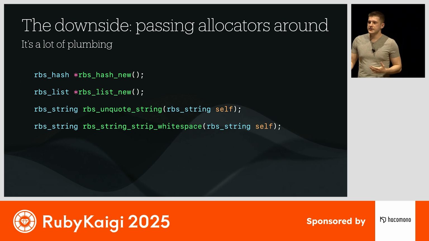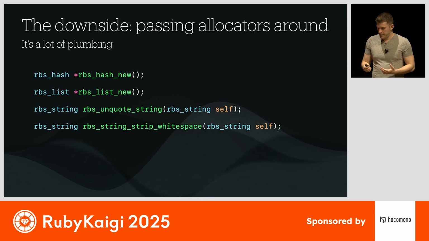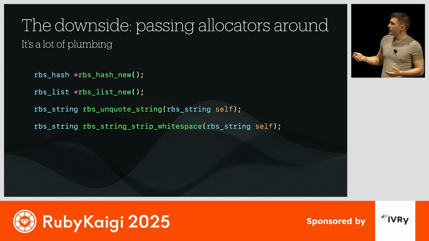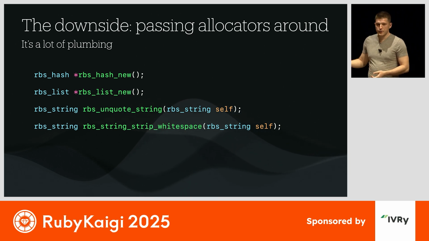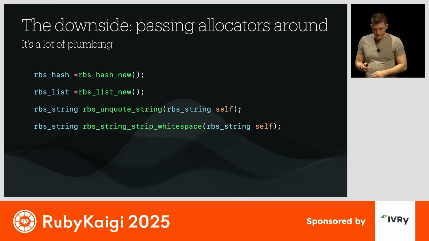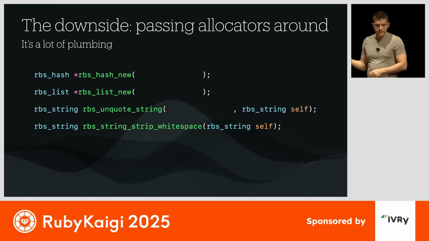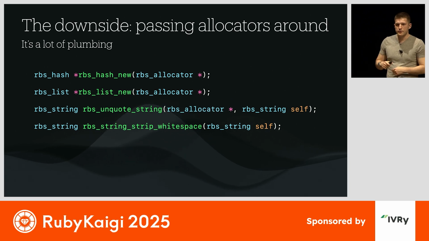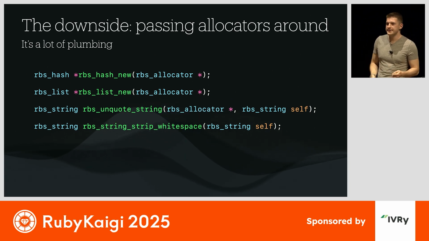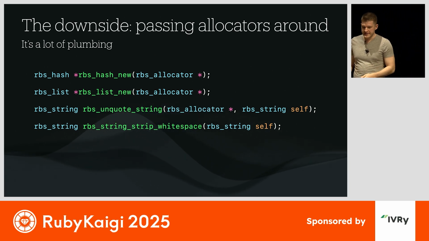There's another downside that I'll mention, which is that when you have functions that need to allocate, they need an instance of the allocator to allocate with. And so here's some example functions. We have an RBS hash new, RBS list new, some function to unquote a string and to strip the whitespace off a string. Well, for them to be able to allocate internally, we're going to have to add a new parameter. And plumbing these around can be kind of annoying. Basically, almost every function in your system is going to take one of these, and almost every function call is going to involve passing it.